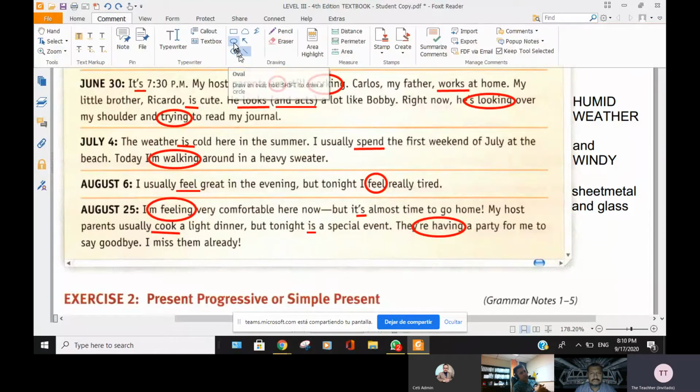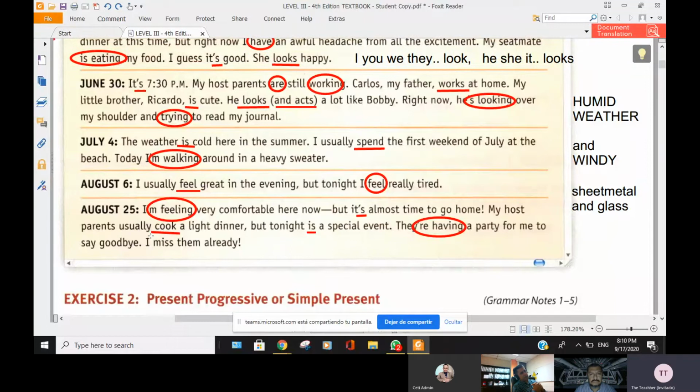So correction here. I'm going to circle it. I underlined it because I was thinking about the simple present, but it says circle what is happening right now. So even though it's in the simple present, we're going to circle it because it's happening right now. That is correct. And he says already. That means he has not left yet, but he misses them now anyways. That is correct. Very good.